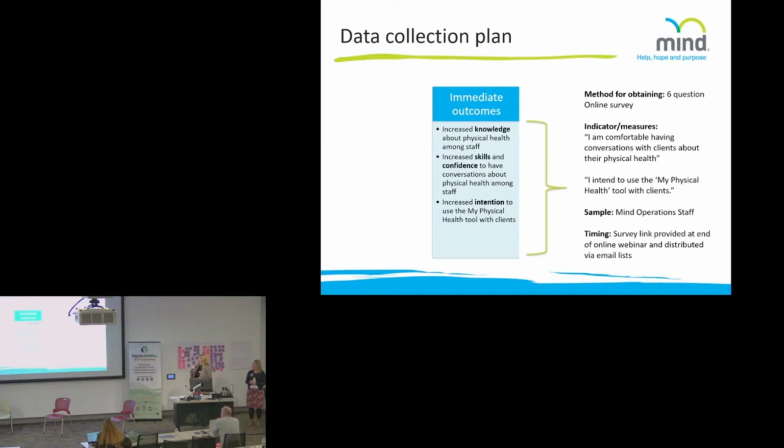So if we first look at the immediate outcomes, which are those increases in staff knowledge, skills, confidence and intention, we're assessing those through a short survey among staff who have engaged with the tools. And that's through a survey provided at the end of an online webinar and distributed through email. So just a short survey to capture whether we're seeing high levels of knowledge, skills and confidence around having those conversations.